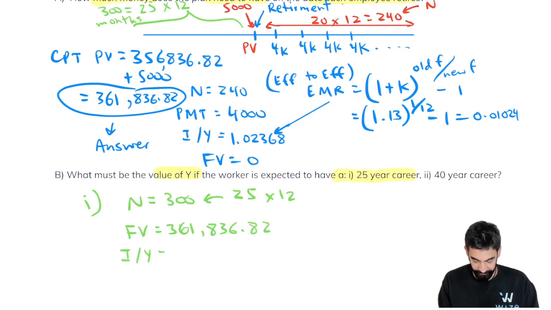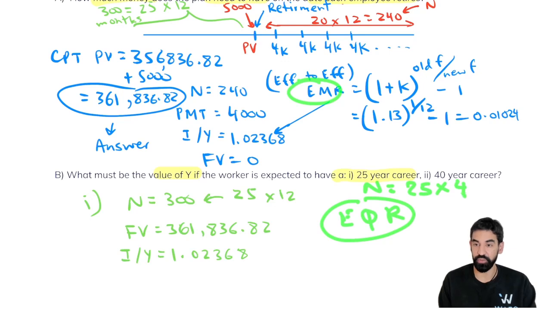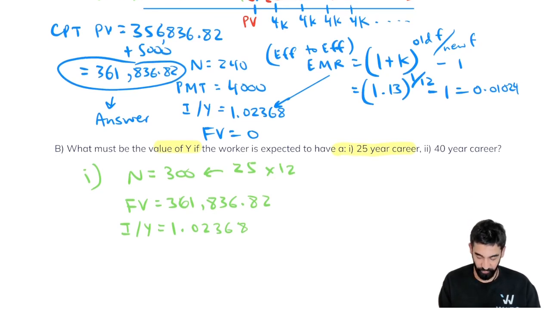What is your I/Y? Well, again, it's a monthly rate. So we already calculated the effective monthly rate, which was the same as the previous part, 1.02368. Now, if it was not monthly payments, if it was quarterly payments, then you would have to find the effective quarterly rate instead, and then convert the payments into quarters. So N would be 25 times 4 quarters in a year, for example. If they said semi-annually, then you would find the effective semi-annual rate and do 25 times 2, because 2 payments per year. But here it's just monthly, so we kept the same time frame as before.